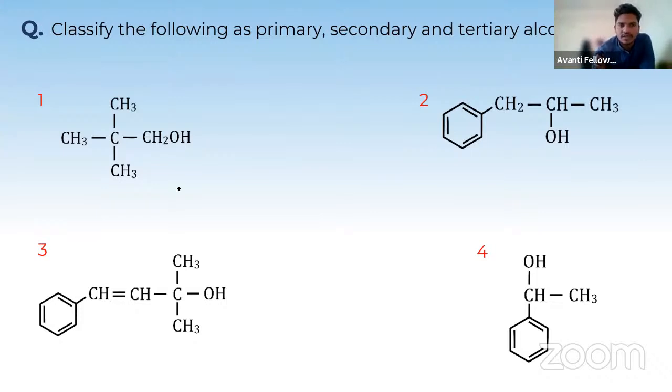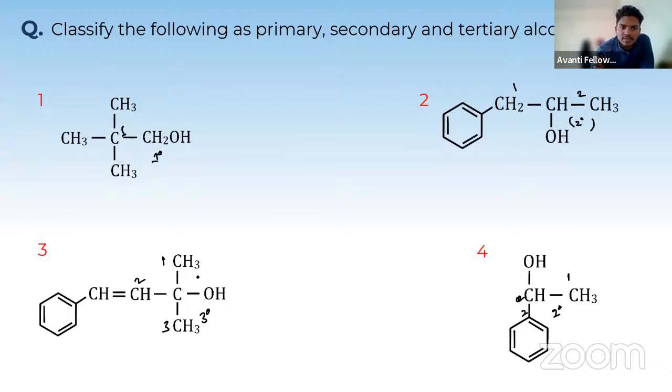From here, whether it is primary, secondary, or tertiary depends on the carbon attached to the OH group. How many carbons is it attached to? This one is attached to only one, so that's why it is primary. This one is attached to 1 and 2, so it is secondary. And this one is attached to 1, 2, 3, so that's why it is tertiary. It's about the carbon to which the OH group is attached.